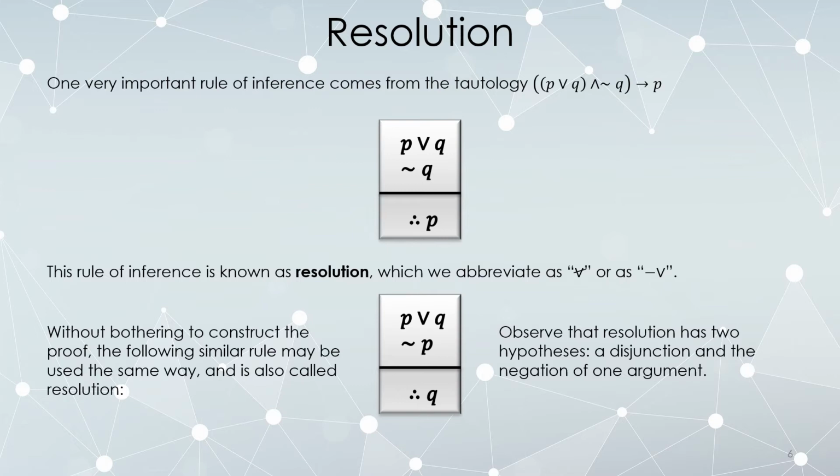Intuitively, this simply says, if you know either P or Q, but it's not Q, therefore it must have been P. Alternately, if you know either P or Q, but it's not P, it must have been Q. And that's the rule of resolution, a very important one that we will make great use of.